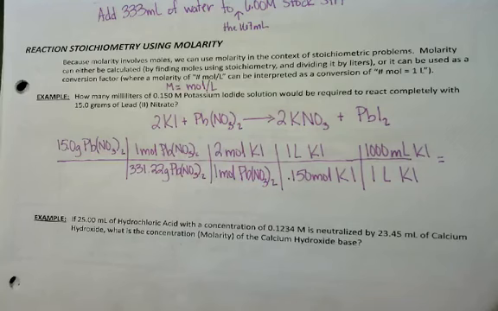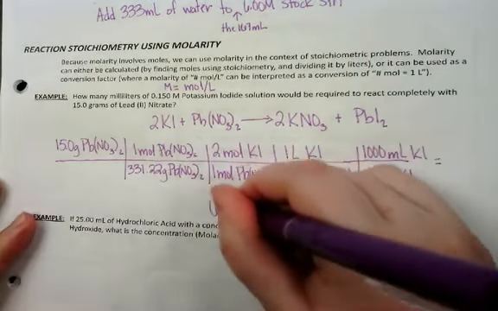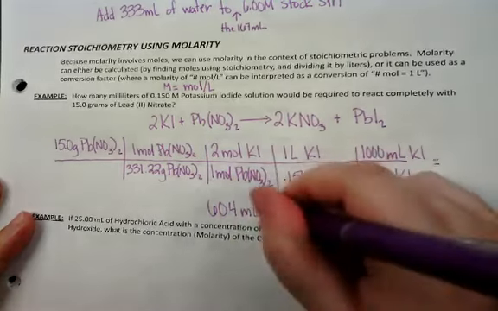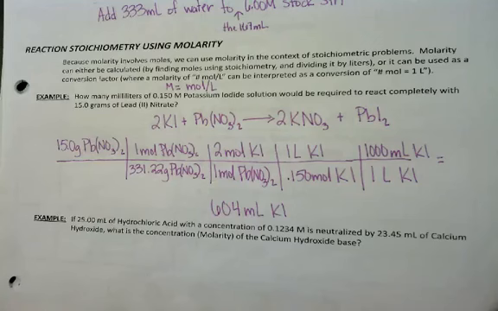All right, so what is our final answer? 604 milliliters of potassium iodide. Awesome. All right, so next is this next example.